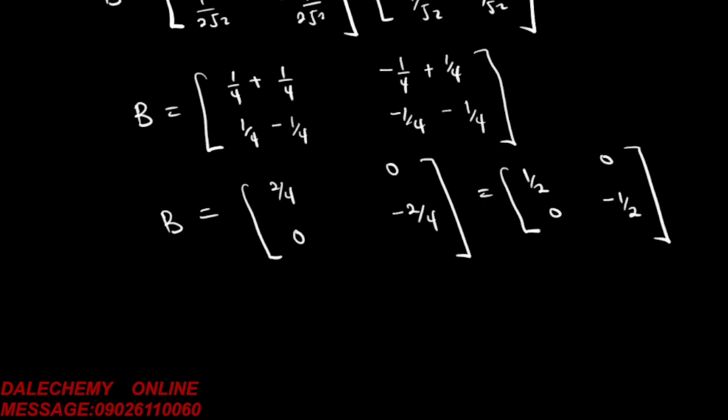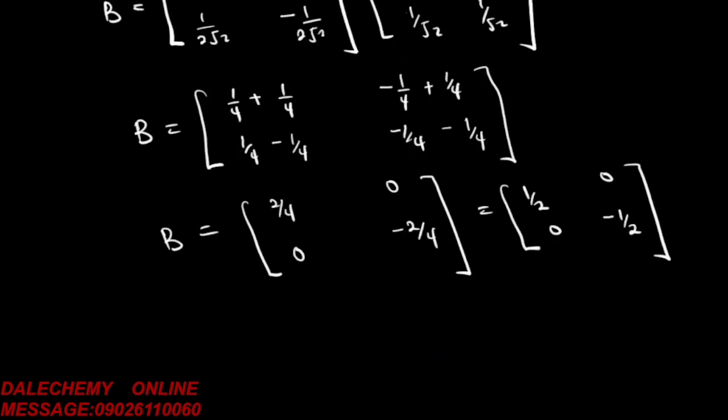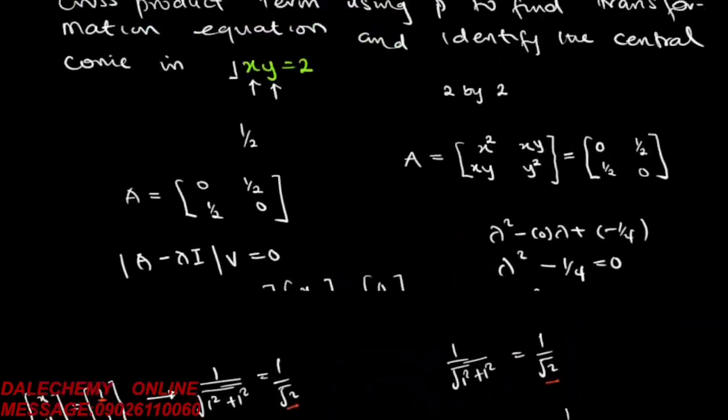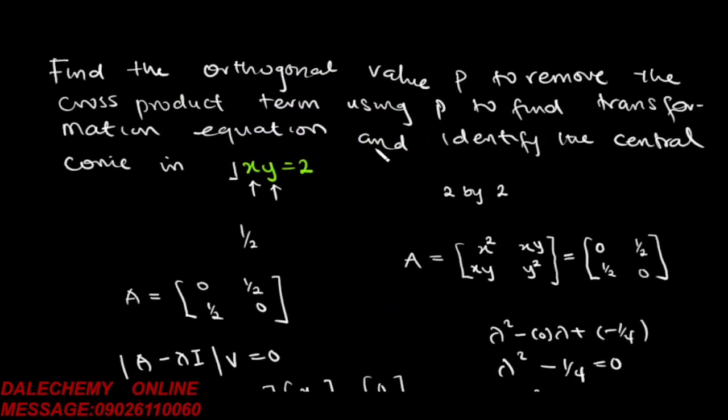Alright, so that's how to remove the cross product term from that equation. And that's not the only question. We're asked to find the orthogonal value P to remove the cross product, find the transformation equation, and then identify the central conic.